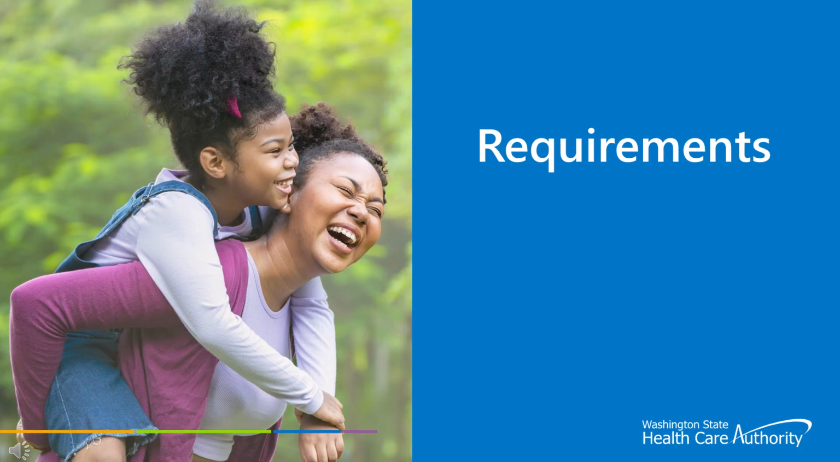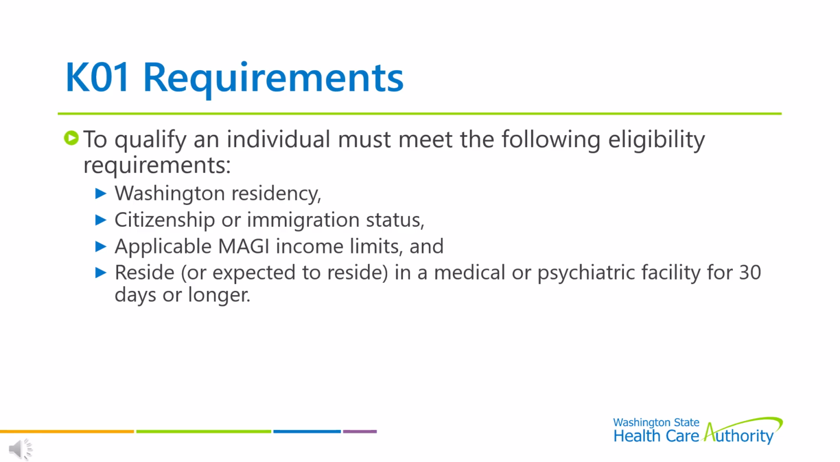Requirements. K01 requirements. Washington covers children up to age 19 regardless of citizenship status under free MAGI-based Apple Health coverage. This includes undocumented children. If a child is not eligible for free Apple Health coverage because of their family income, then they may meet citizenship or immigration status rules for K01.